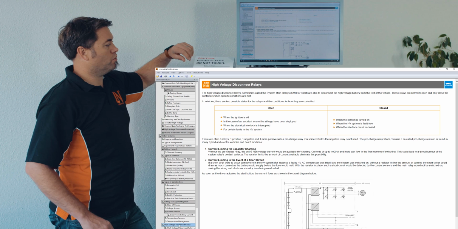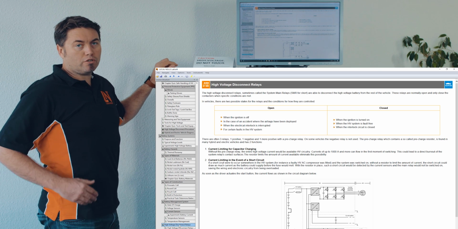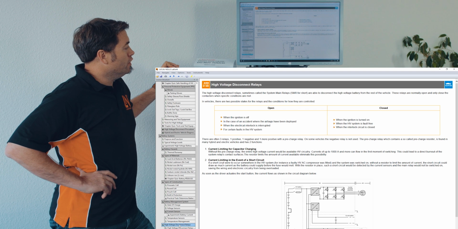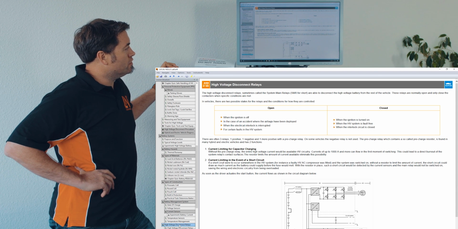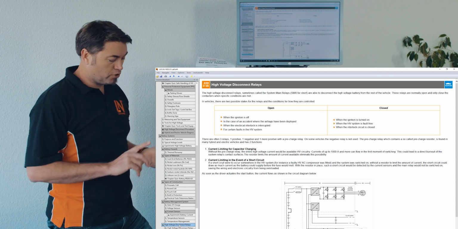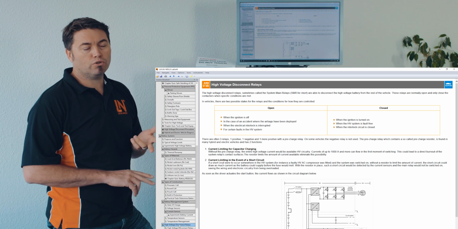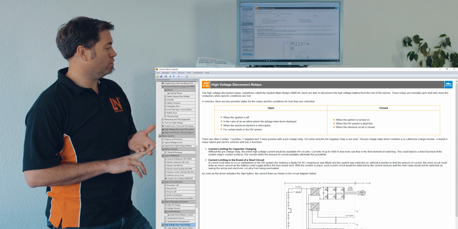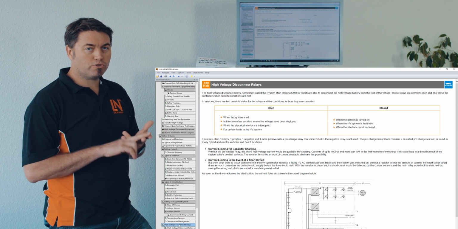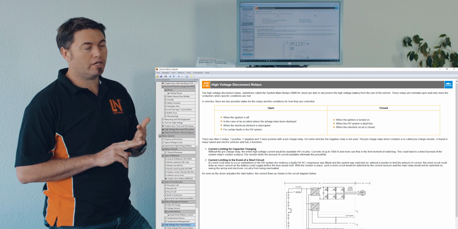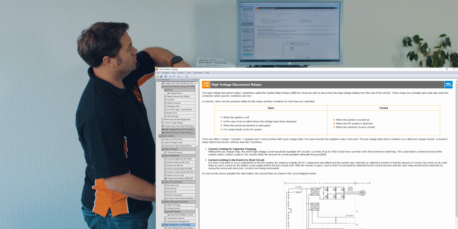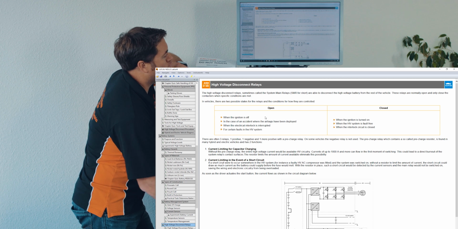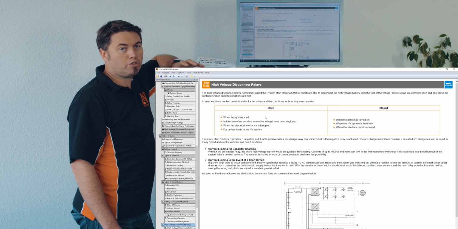One of the important things as well is shutting off the high voltage system. So how do we disconnect the high voltage system from the rest of the vehicle? We've got the high voltage disconnect relays, sometimes called contactors, sometimes called system main relays as well. Very important system. There's sometimes 2 relays, sometimes 3 relays. The important thing to know is, when are they open and when are they closed? Very specific.